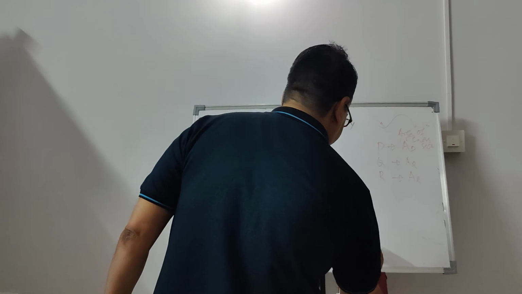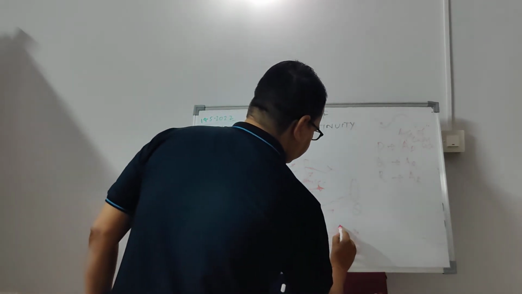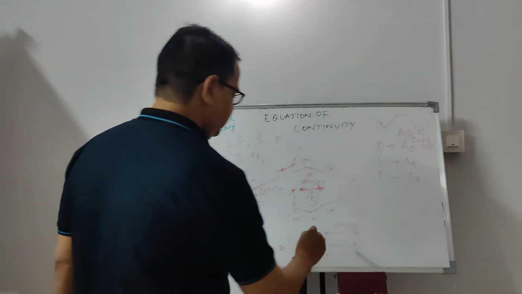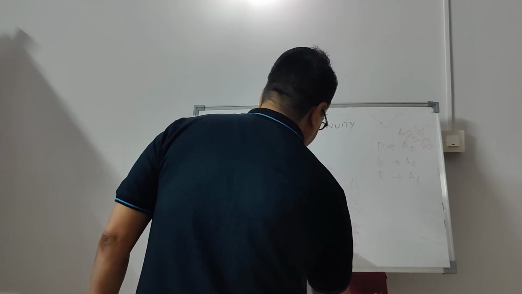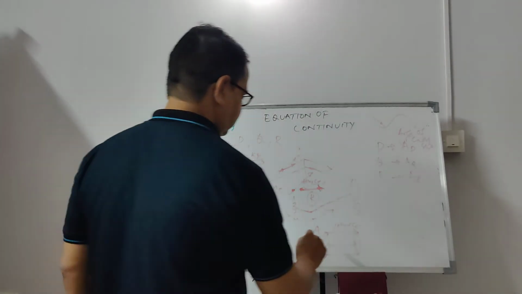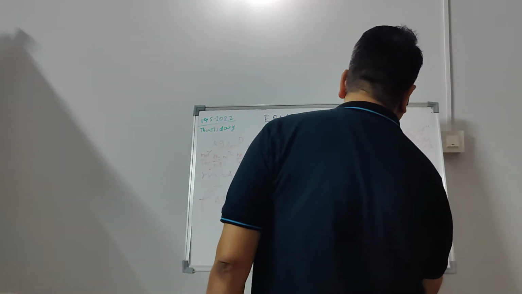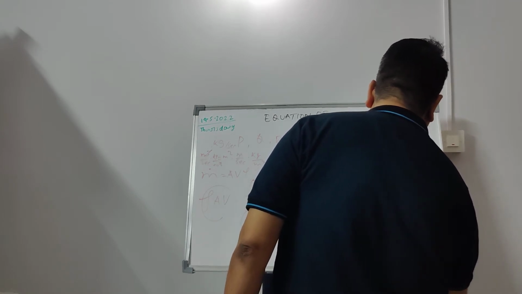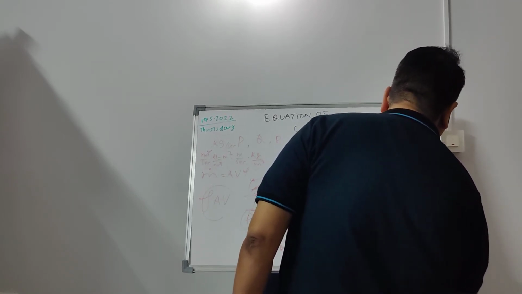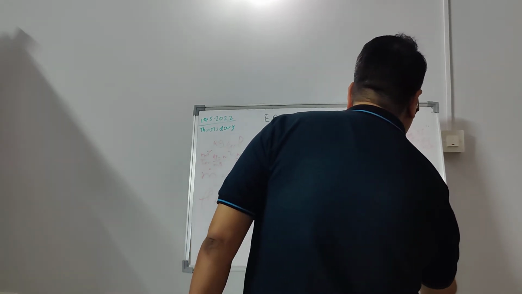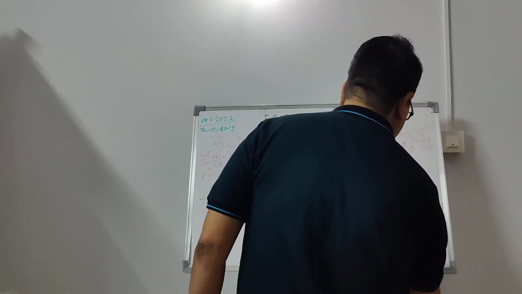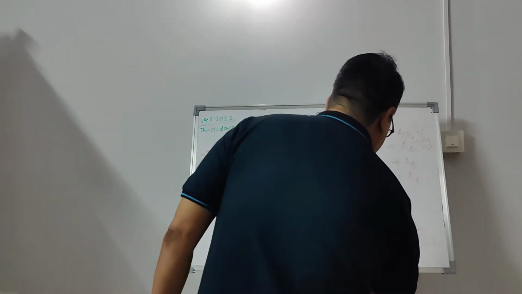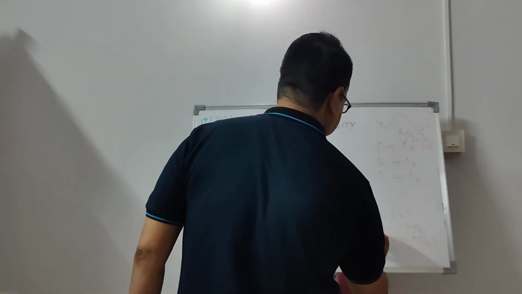Let us say this velocity is 10 meter per second, and this is my area of cross section. Let us say my area is 2 meter square, my velocity is 10 meter per second, and my density is that of water, 1000 kg per meter cube. Let us say all this is at section P.